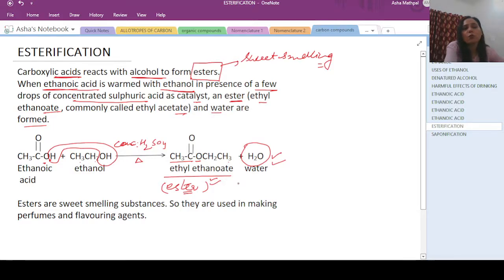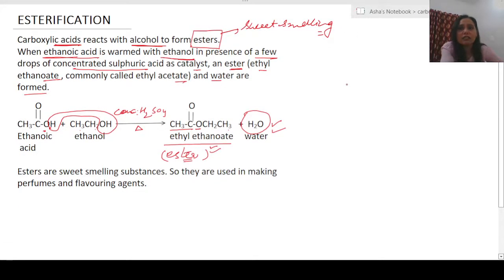So esters are a very sweet smelling compound or substance, and they are widely used in the perfume industry and as a flavoring agent also. Now the ester reaction can be done in the lab very easily. In a test tube you can take equal amounts of ethanoic acid and ethanol, and in this you can add a few drops of concentrated H2SO4 and heat it.